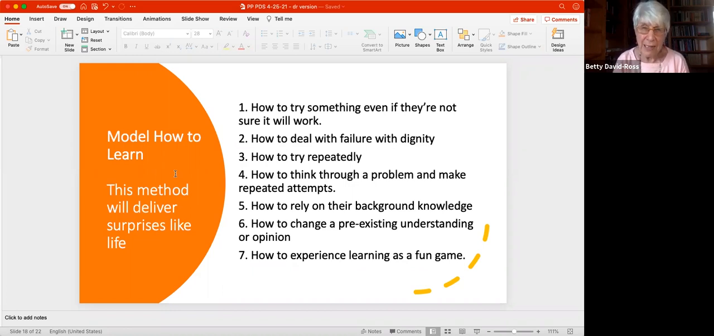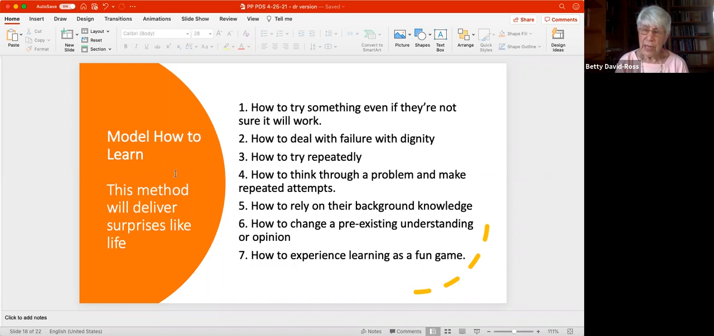How to try repeatedly. How not to give up. How to think through a problem and make repeated attempts. How to rely on your background knowledge. Wait a minute, I've seen that A before. Let me see. A, P, apple. All right. How to change a pre-existing understanding or opinion.